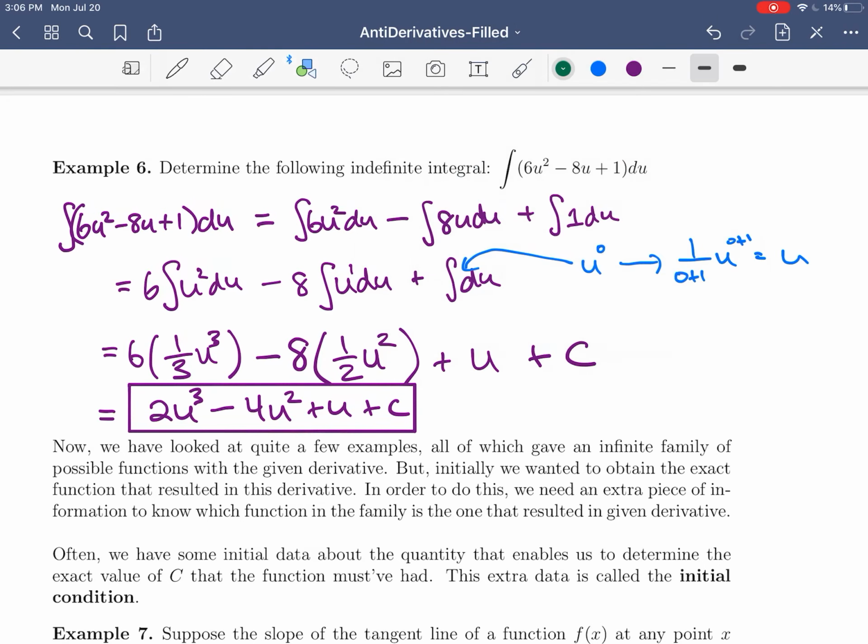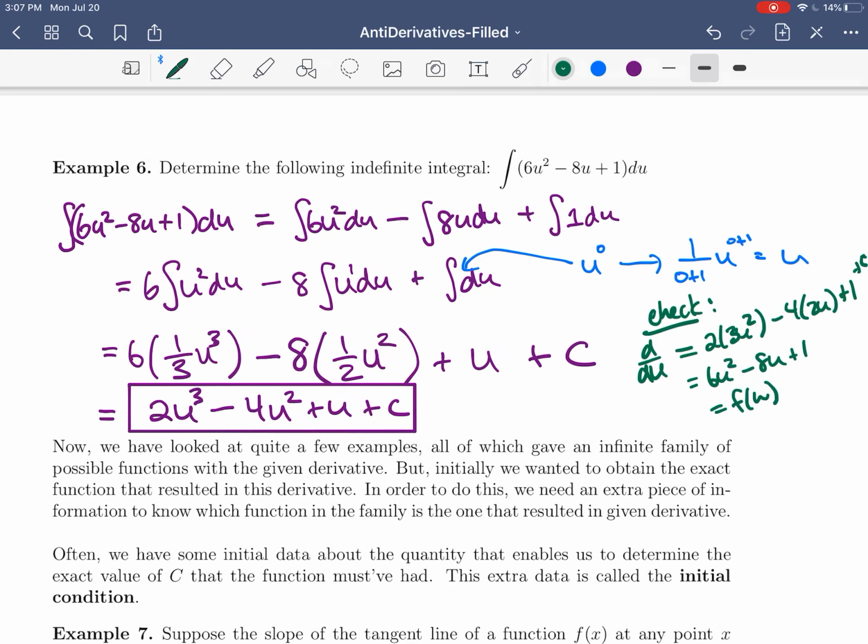Again, you could check by taking the derivative. So if we take the derivative with respect to u, 2u cubed gives 2 times 3u squared, minus 4 times 2u, plus 1, plus 0 for the c. So that's 6u squared minus 8u plus 1, which was our integrand, f of u. So we know that we got the right answer here.